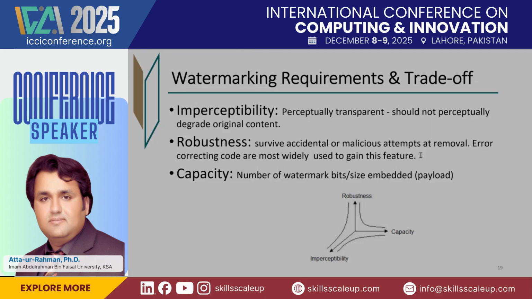But at the same time, when we want more robustness, this means if you are using error correcting codes, the data size will potentially increase. The data size increase would require more capacity. And if you are embedding more information in the watermark, this will actually deteriorate the perceptual quality of the image. So the capacity is the number of watermark bits or size that is to be embedded. So an increase in capacity will definitely affect the imperceptibility, and it may also increase the robustness. So robustness and capacity sometimes go hand in hand. However, when we talk about imperceptibility, more capacity will hinder its quality.